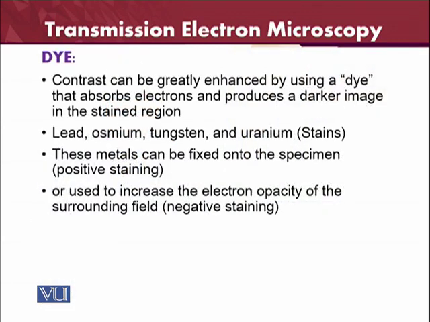For contrast, the dye used for this kind of microscopy can greatly enhance the contrast by absorbing the electrons and producing a darker image in the stained region. There are different kinds of dyes available which can be used: lead, osmium, tungsten and uranium stains. These metals can be fixed onto the specimen with positive staining, or used to increase the electron opacity of the surrounding field, which is negative staining for the TEM.